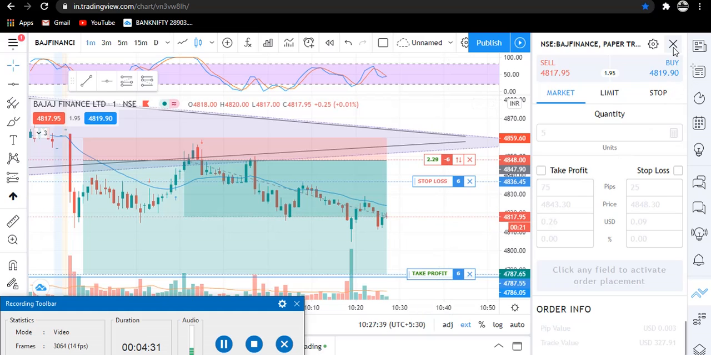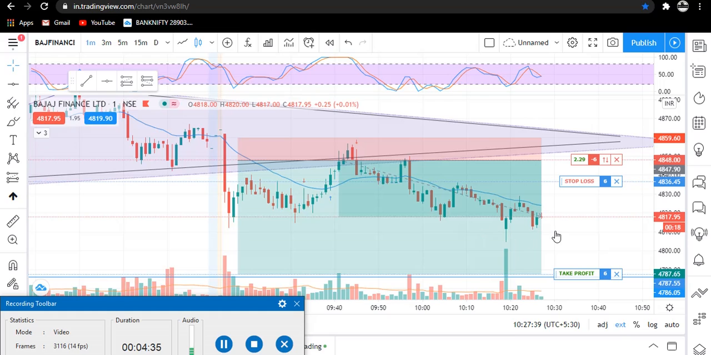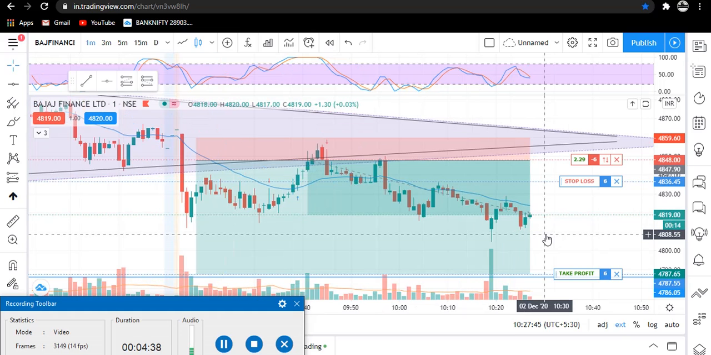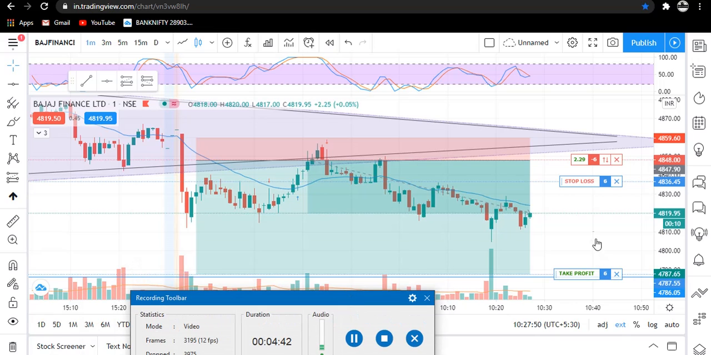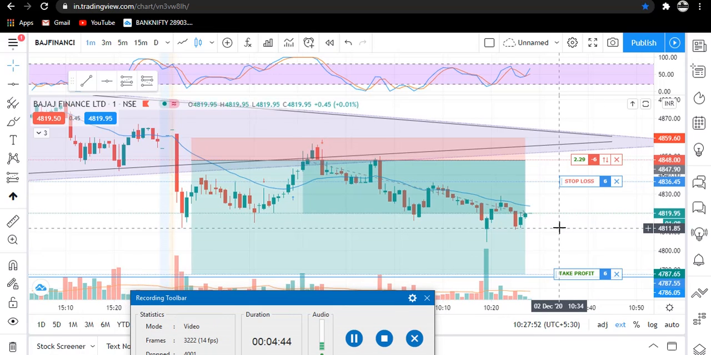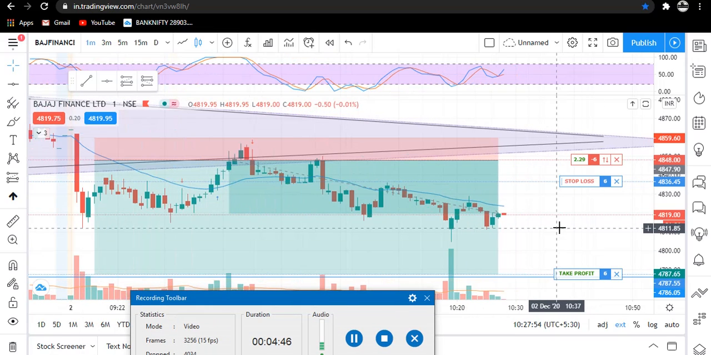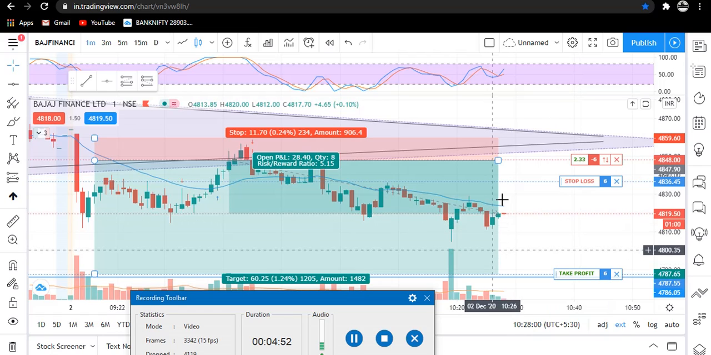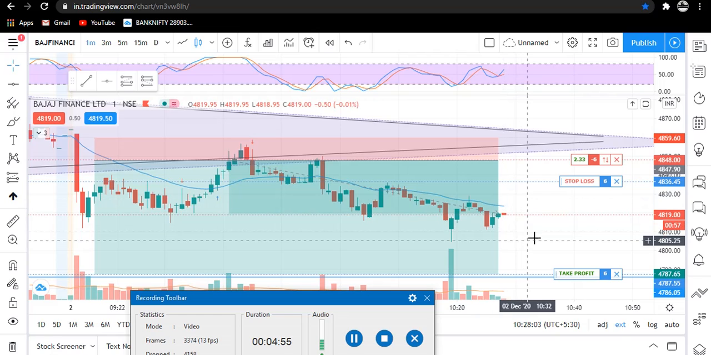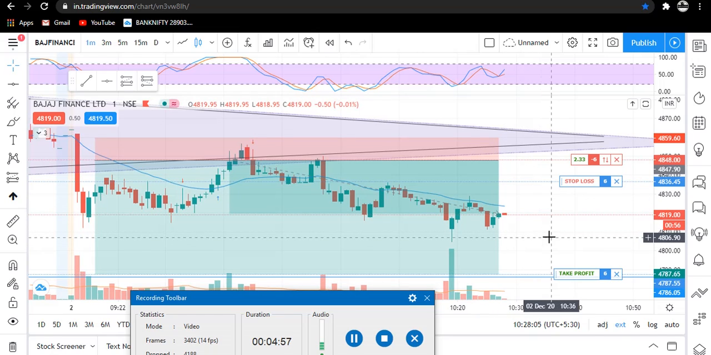So our order has been sent, but has not yet been modified. It will take some time as usual, so no problem in that also. And then the trade is going very good, traders. We are getting a good risk reward if we get our target 5, or else we will get 1:1 or more than 1:1.